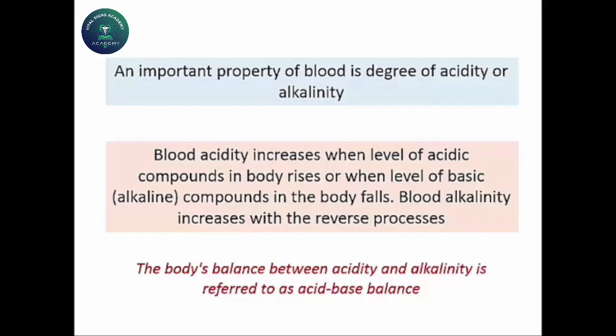Blood acidity increases when the level of acidic compounds in the body rises or whenever the level of basic compounds in the body falls. The blood becomes alkaline in the reverse processes. In this way, the body tries to maintain a balance.